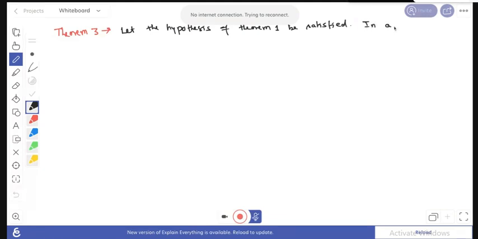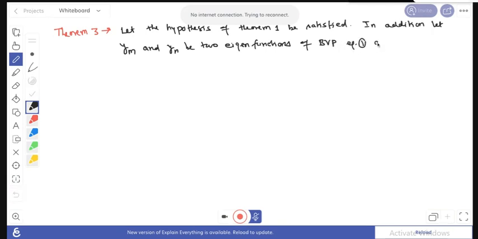In addition to this, we say that there are two eigenfunctions, y m and y n, the two solutions of the boundary value problem, which is equation 1 and equation 2. So here we are taking equations 1 and 2, not equation 3. If these are the eigenfunctions of this Sturm-Liouville boundary value problem, corresponding to two distinct eigenvalues, then these eigenvalues are lambda.